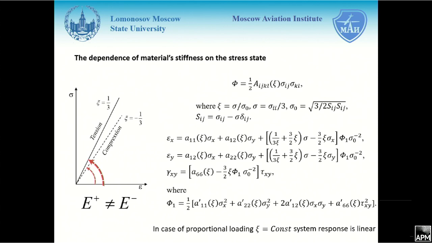To describe the first type of nonlinearity in the behavior of composite materials, we can propose the following potential function for the stress state susceptibility of materials, and introduce the stress state parameter, which is the ratio of the hydrostatic component of stress to the von Mises equivalent stress, named stress triaxiality. Differentiating this function with respect to the stresses, we obtain the constitutive relations. Here they are shown for plane stress conditions, but they can be represented in invariant form too.